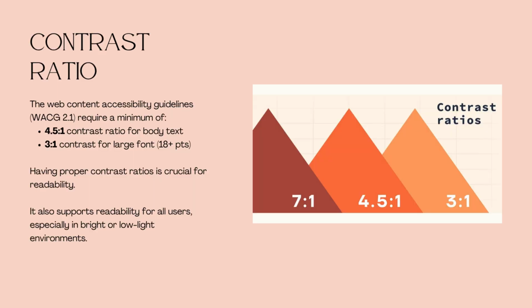The Web Content Accessibility Guidelines, WCAG 2.1, require a minimum of 4.5 to 1 contrast ratio for body text and 3 to 1 contrast for large font, 18-point size or bigger. Having proper contrast ratios is crucial for readability. It also supports readability for all users, especially in bright or low-light environments.